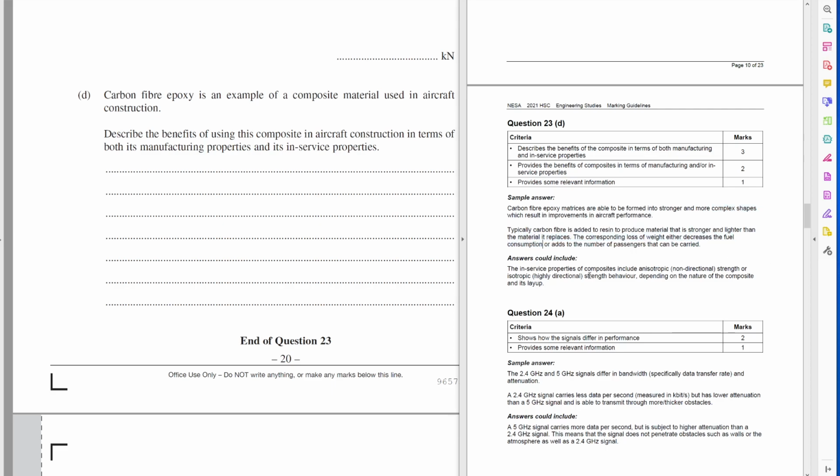Also great. Okay, the in-service: non-directional strength, or isotropic, or high directional strength, depending on the nature of the composite layer. Okay. I don't expect people to know the terms anisotropic and isotropic.